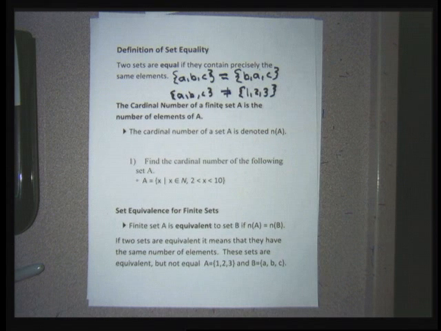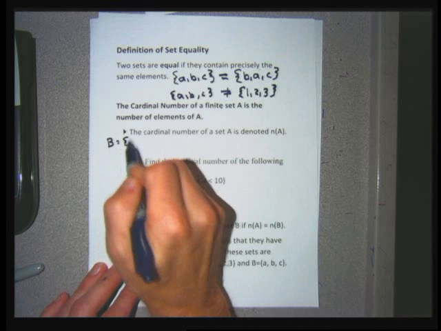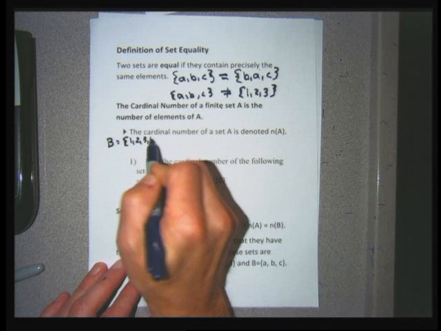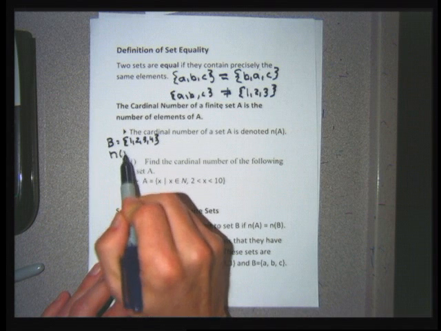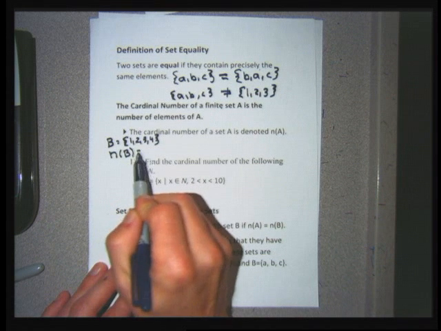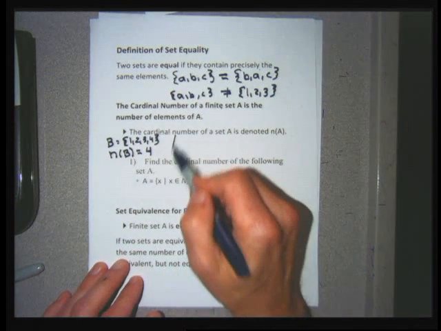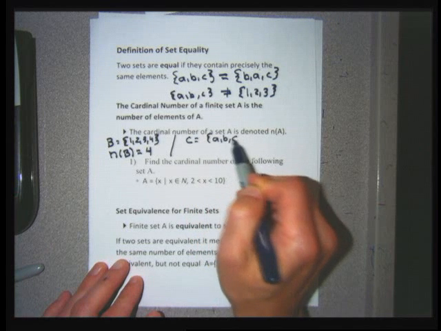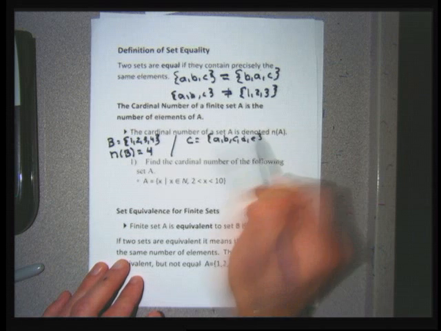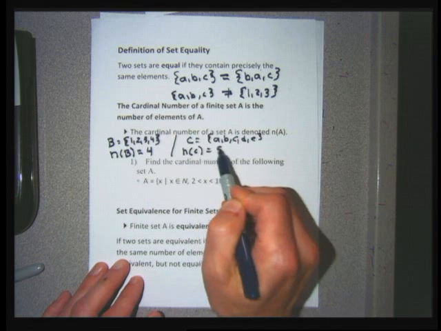Cardinal numbers are the number of elements in a set. Like if I gave you a set B, if I said B is the set 1, 2, 3, and 4, then I could say N parentheses B is the number of elements in B. So the number of elements in B would be 4. So the cardinal number of a finite set is the number of elements in the set. If I said C is the set A, B, C, D, E, I could say N parentheses C, the number of elements in C, is 5.